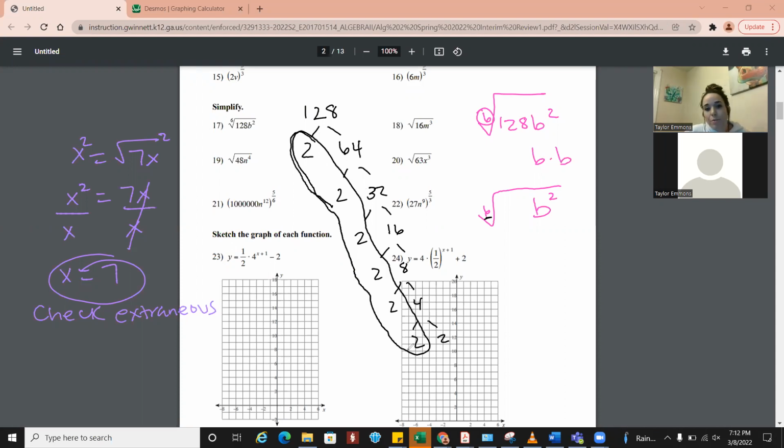So how many groups do I have? Well, I have 1 group of 2's, so that's going to go on the outside, with 1 left over. So that's going to go on the inside. So my final answer is going to be written as 2 6th root of 2b squared.